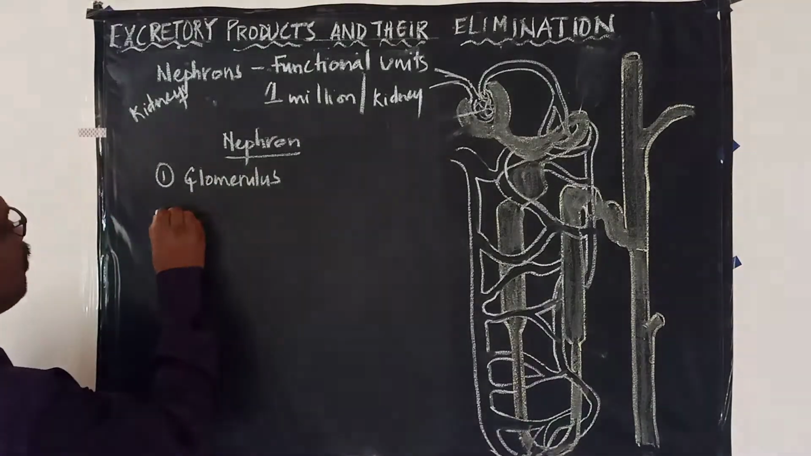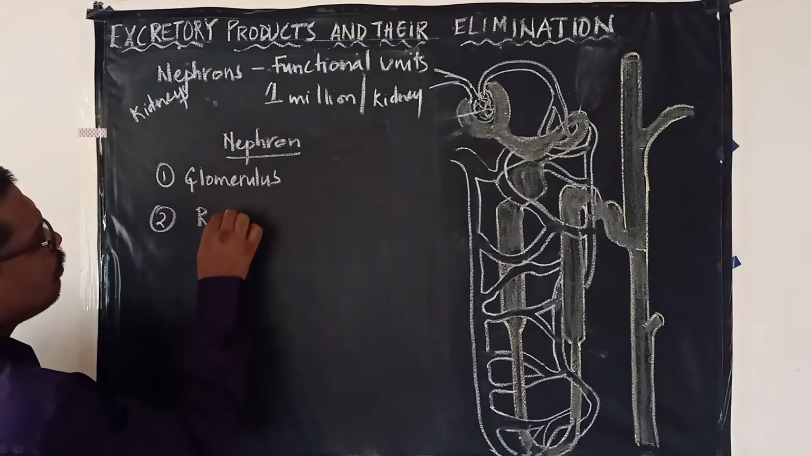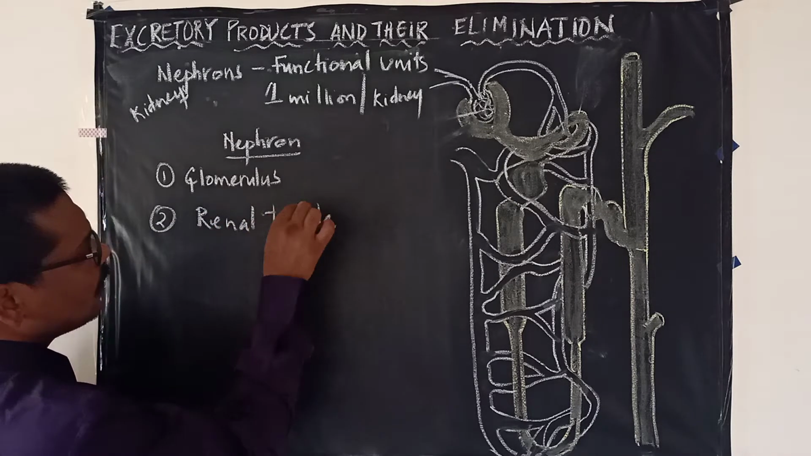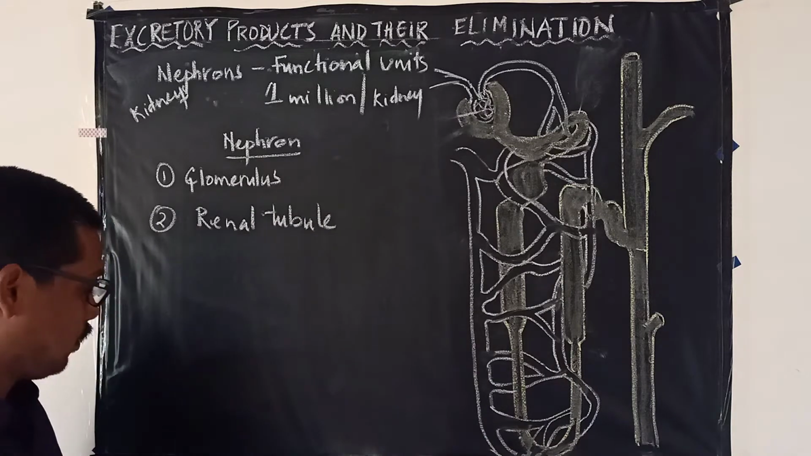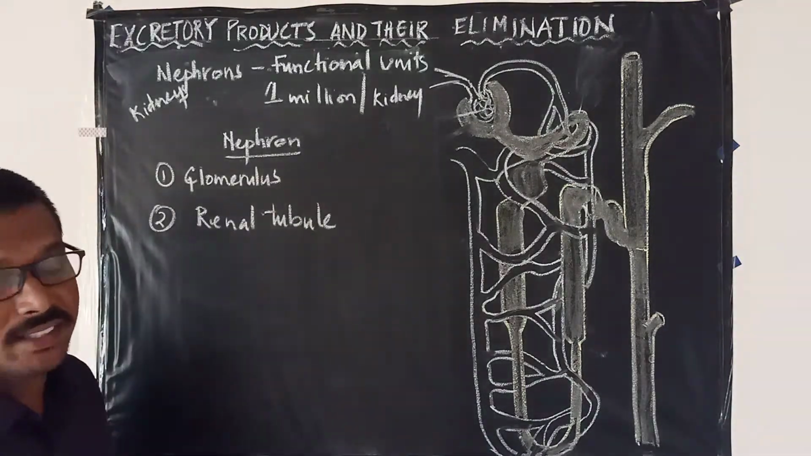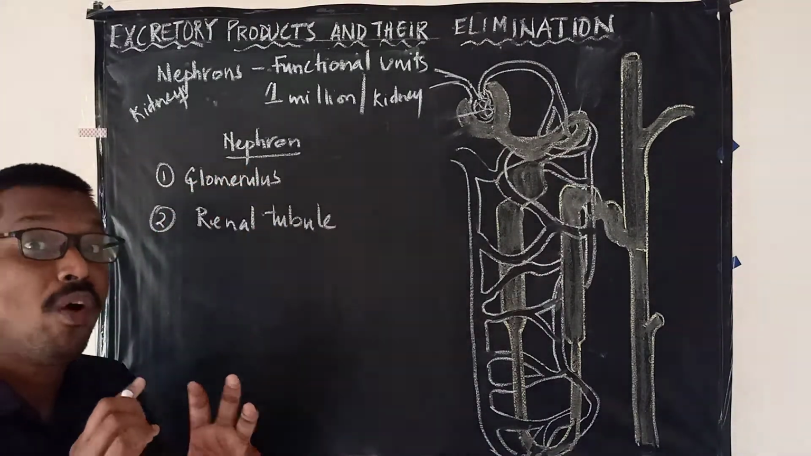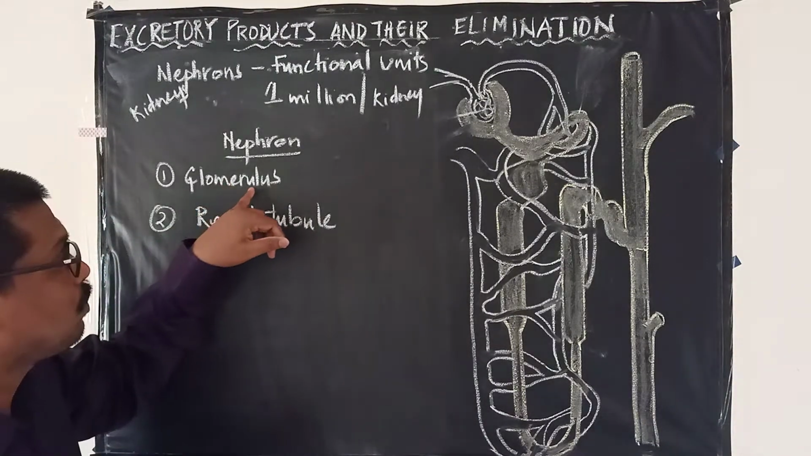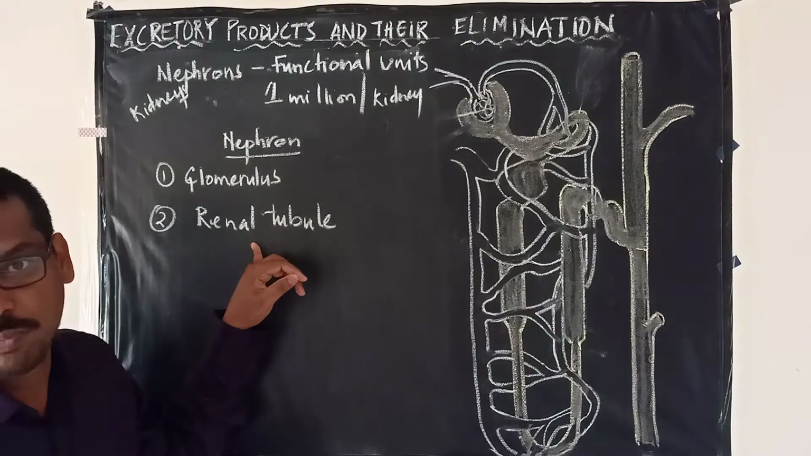And the second part of the nephron, in simple terms, we can call the renal tubule. So the nephron can be broadly divided into two parts: the glomerulus and the renal tubule.